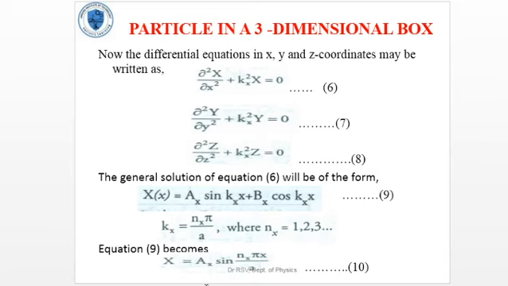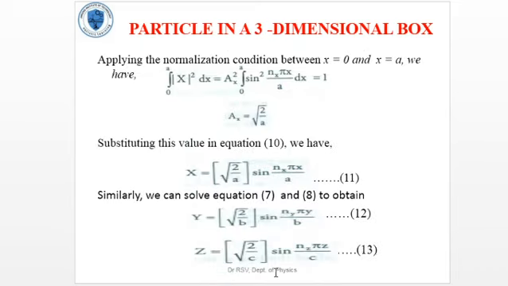Equation 9 becomes X is equal to Ax sin n pi x by a. Applying the normalization condition, the integral from 0 to a of modulus X squared dx equal to Ax squared integral from 0 to a of sin squared n pi x by a dx equal to 1, so Ax equal to root of 2 by a. Substituting this value in equation 10, we have X is equal to root of 2 by a sin n pi x by a.